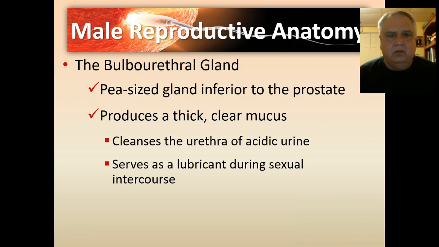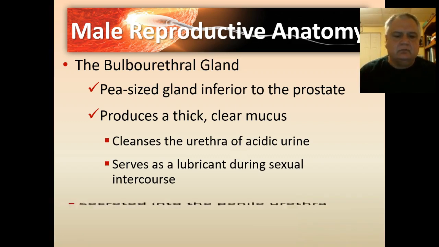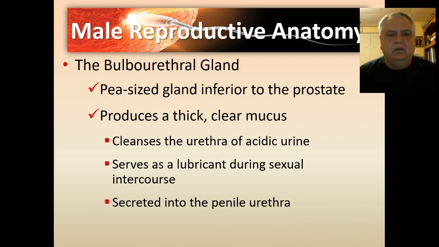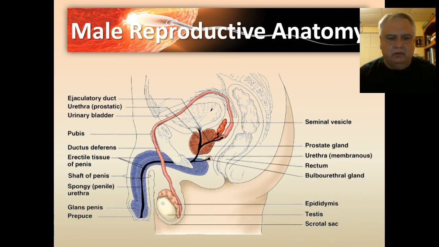So it will be released into the vaginal canal prior to an ejaculation. Again, this mucus starts to be produced upon sexual excitement, and even before ejaculation takes place, the mucus will start to be released into the female vagina during intercourse, and that will help with lubrication. The mucus is secreted directly into the penile urethra. So it's directly secreted into the portion of the urethra that passes through the penis.